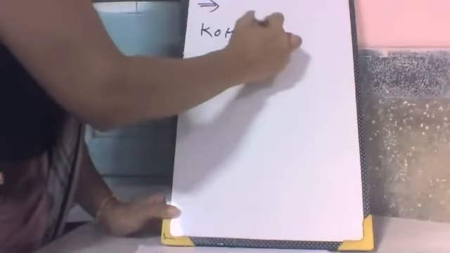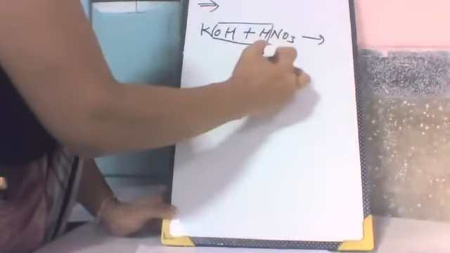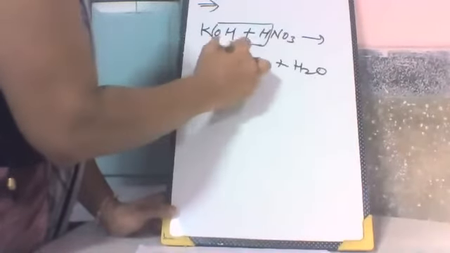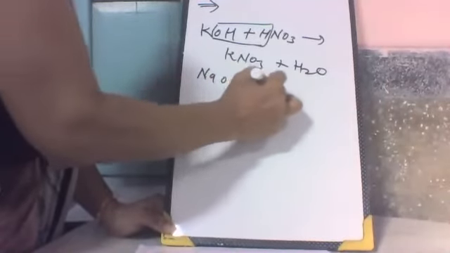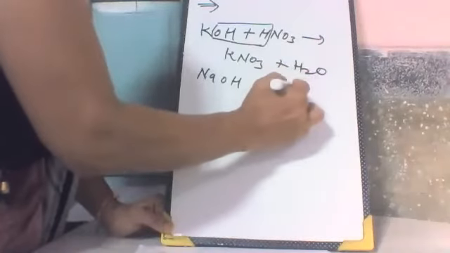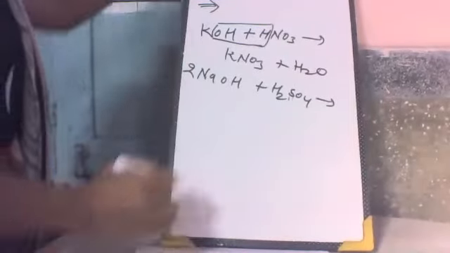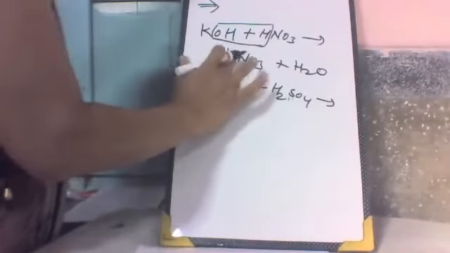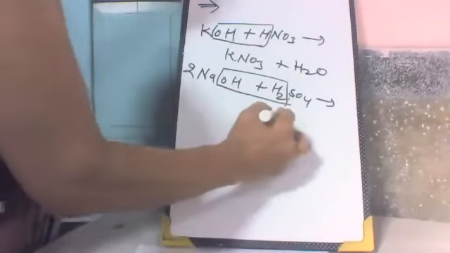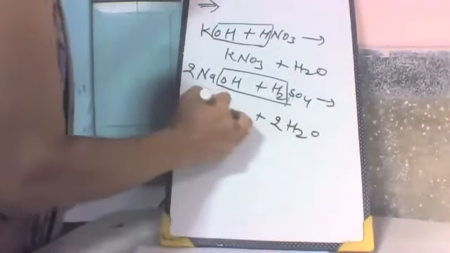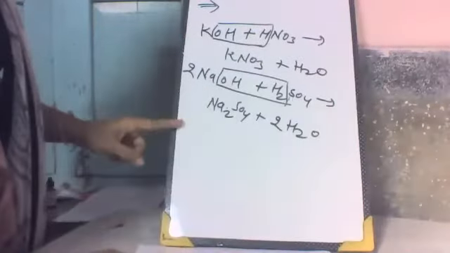KOH plus HNO3. Same here, this OH reacts with H and forms H2O and KNO3. Then NaOH plus H2SO4. It is two molecules of sodium hydroxide, and it forms two molecules of water and Na2SO4. Na2SO4 is a salt.